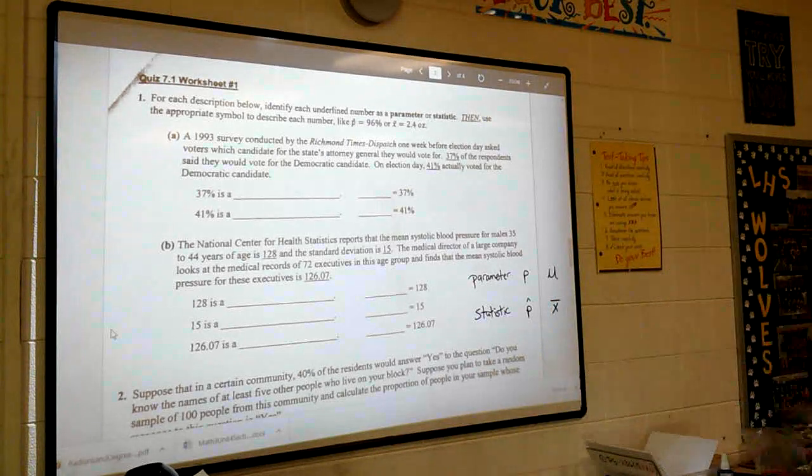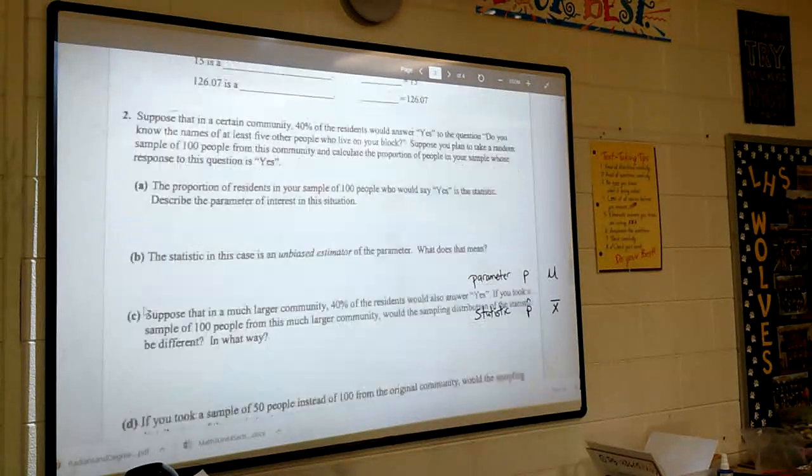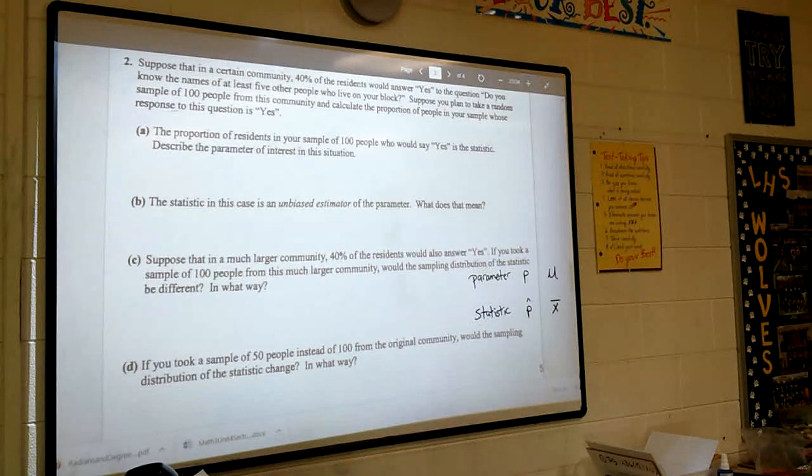So if you see in number 1A, those are proportions, those are percentages. If it's the parameter, you're going to use the letter P to say P equals that number. If it's a statistic, you're going to use P hat to equal that number. So we're looking at which one is the parameter and which one is the statistic. Which one describes the whole population? That's the parameter. Which one describes just our sample? That is the statistic.